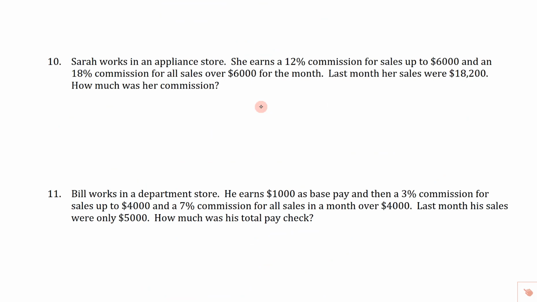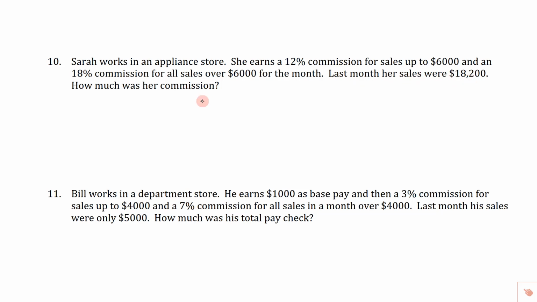Okay, I've got number 10 pulled up here on the assignment. It says Sarah works in an appliance store. She earns 12% commission for sales up to $6,000 and 18% commission for sales over $6,000 every single month. And last month her sales were $18,200. How much was her commission?